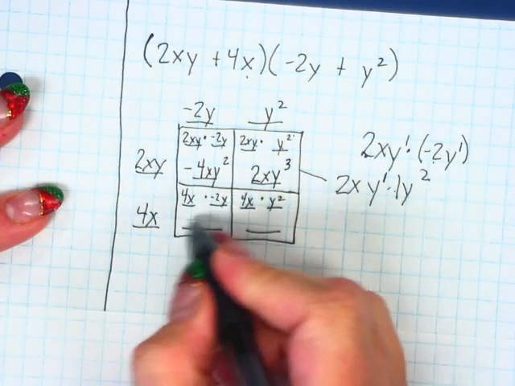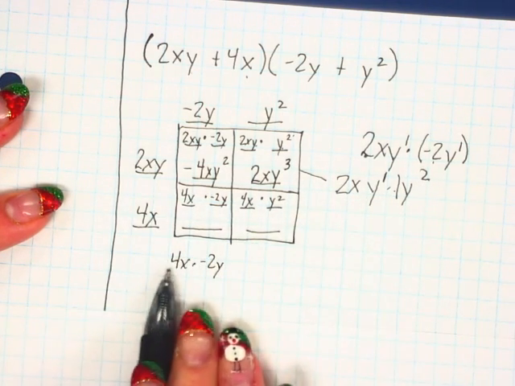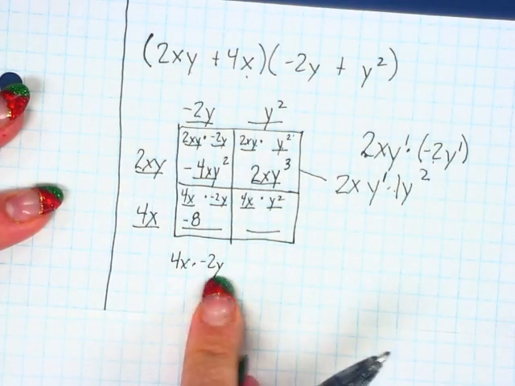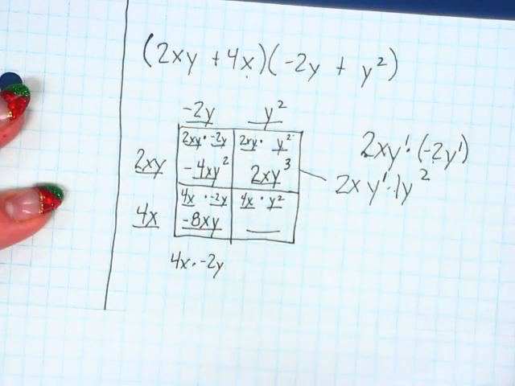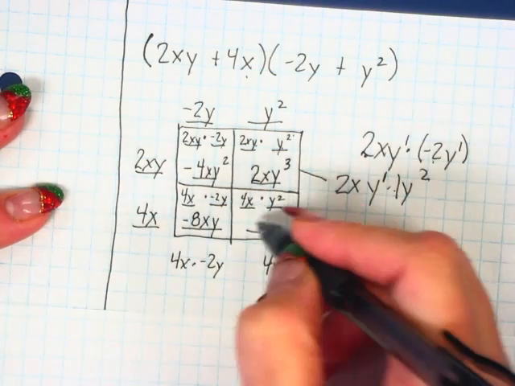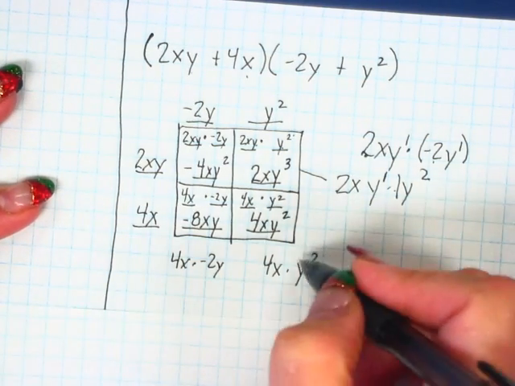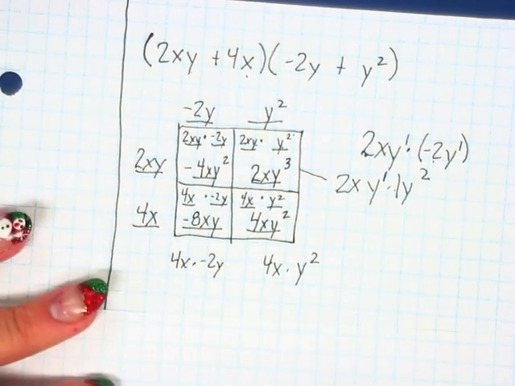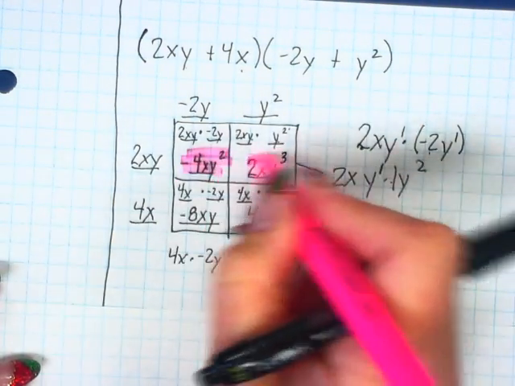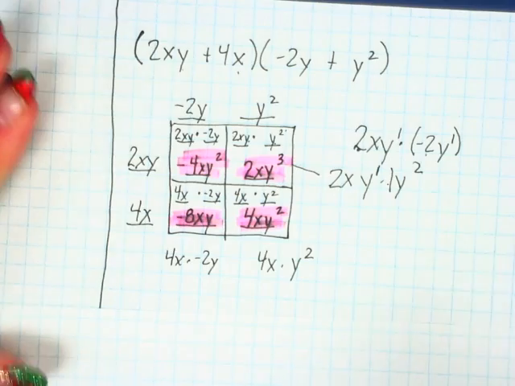Okay, this right here is 4x times negative 2y. 4 times negative 2 is negative 8. We have an x and we have a y. Two different bases, we just write them down. Here we have 4x times y squared. 4x y squared. There's nothing that's similar. There's a 1, but 4 times 1 is 4. Now we have all of the boxes filled out. We're looking for the answers in each box. Those are in those bottom lines. We're going to add all of those up.